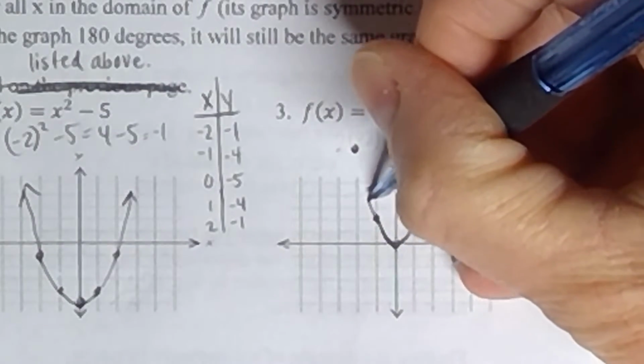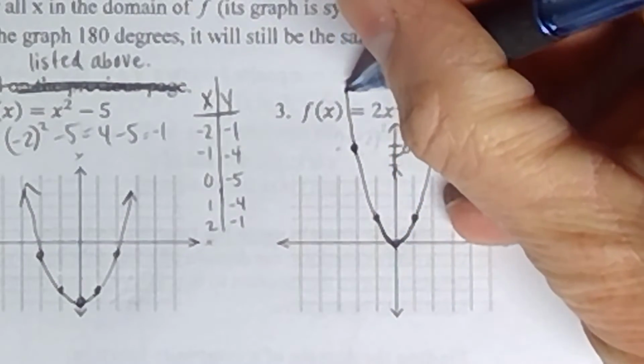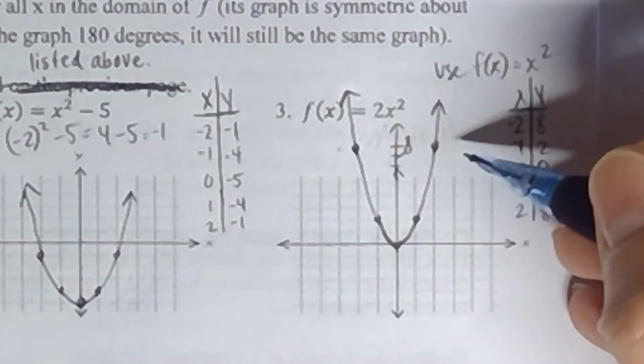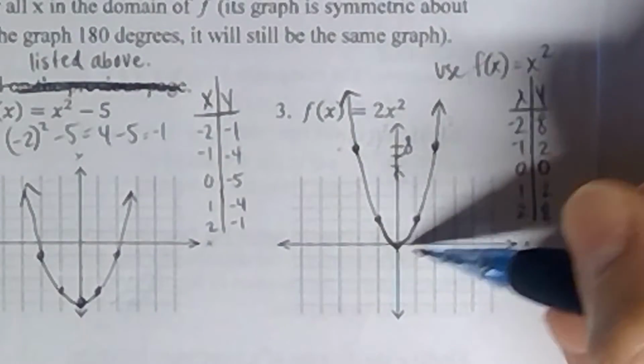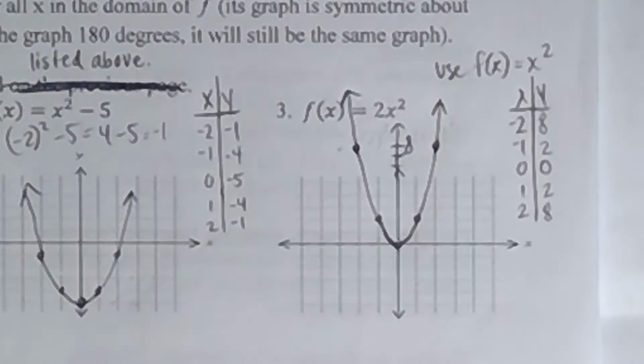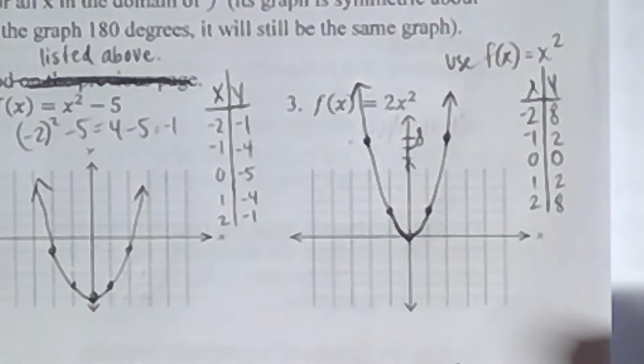Both sides of the vertex look the same width, okay? Like I said, it's smooth, and don't forget to put your arrows on both ends there. Okay, so that's number 3.